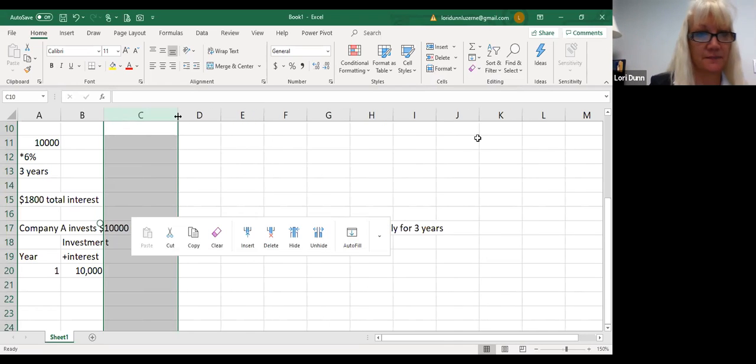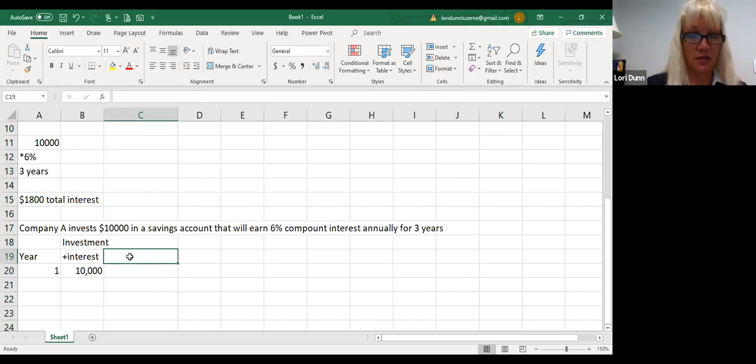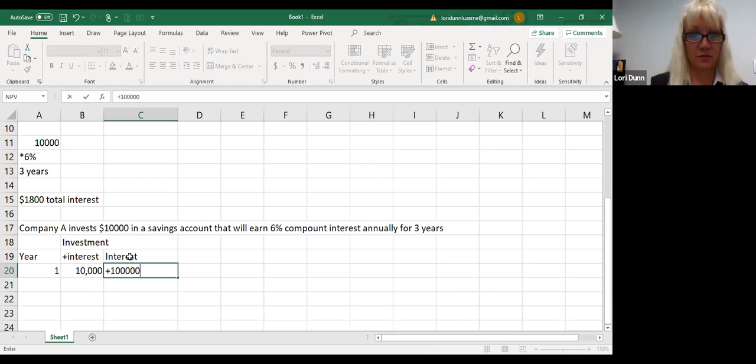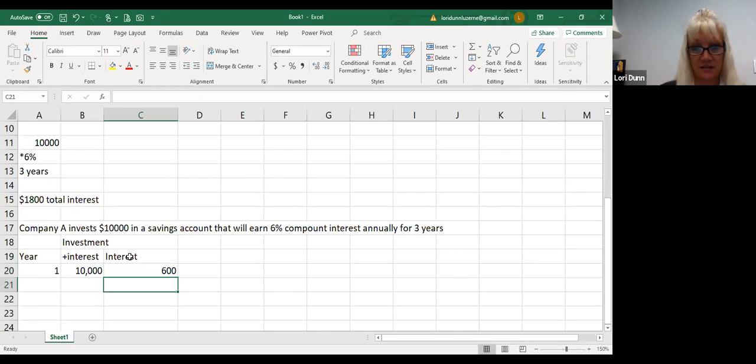So this will be the interest calculation. So in the first year, we will have 10,000 in interest or principal, still calculate interest the same way, times 0.06 for 6%. And since we're just calculating it for year one, 1 year, that still gives us $600 in interest.